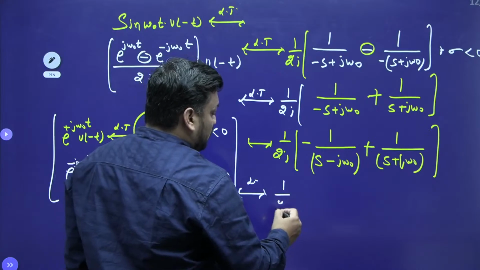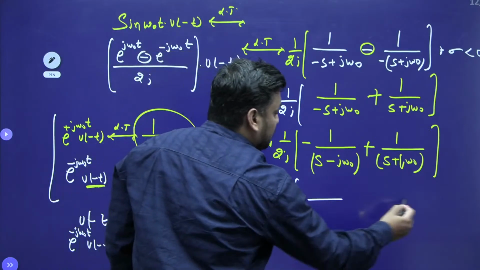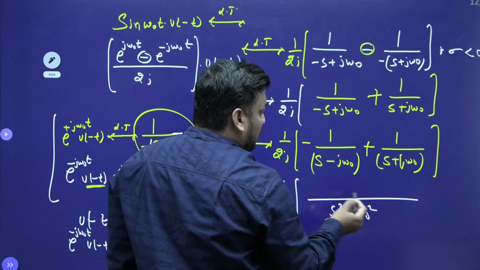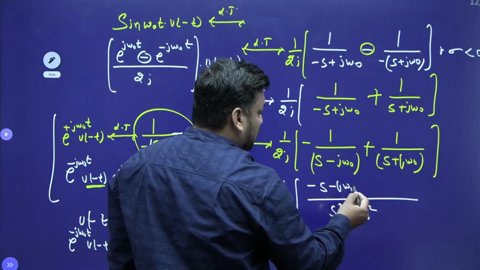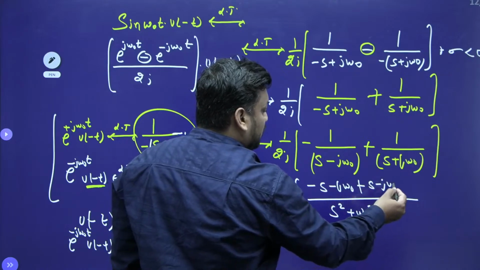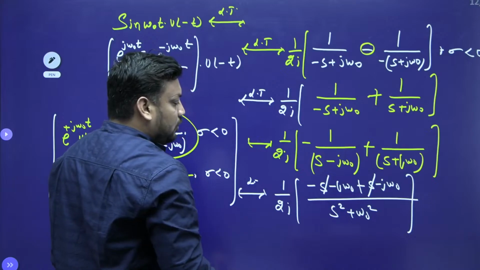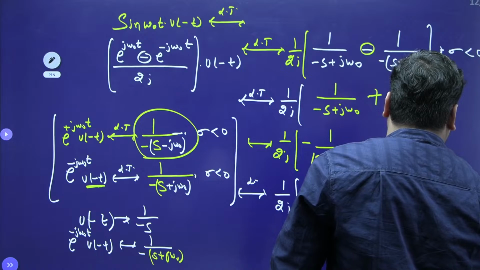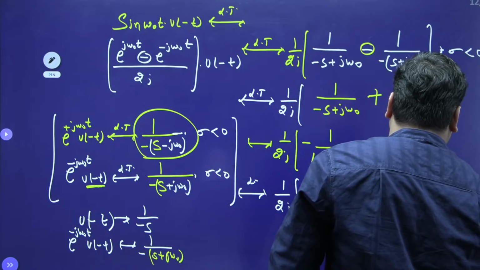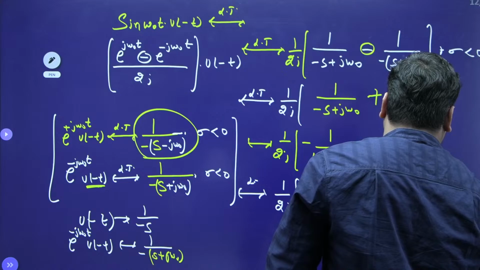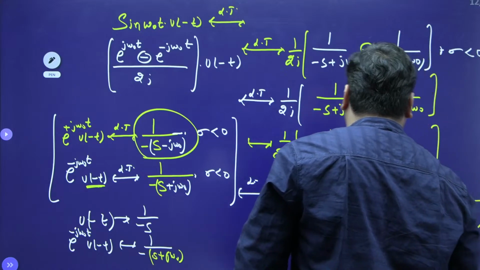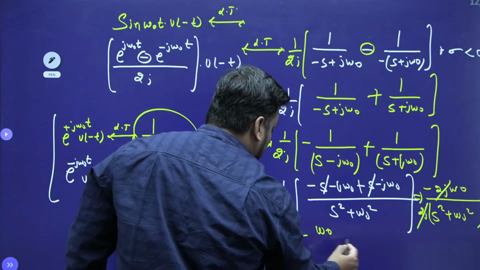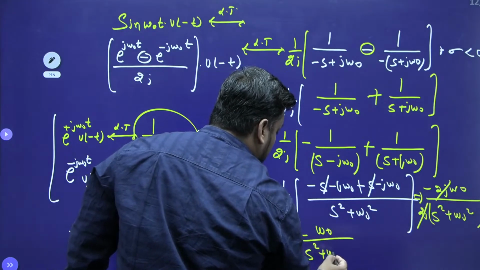So 1 upon 2j, when you take the LCM here, you will definitely get a square plus b square, that is s square plus omega 0 square, and you will get here minus of s minus j omega naught and plus s minus j omega naught. So this time the s's cancel out. So what do you ultimately get? You will ultimately get minus twice j omega naught upon s square plus omega 0 square, and upon 2j was outside the bracket. So don't you think 2j cancels? So the final result is nothing but minus omega naught upon s square plus omega 0 square.